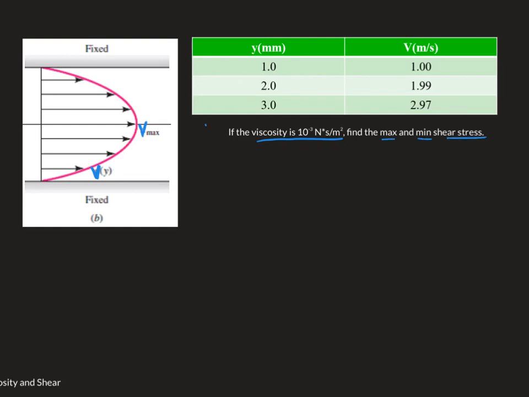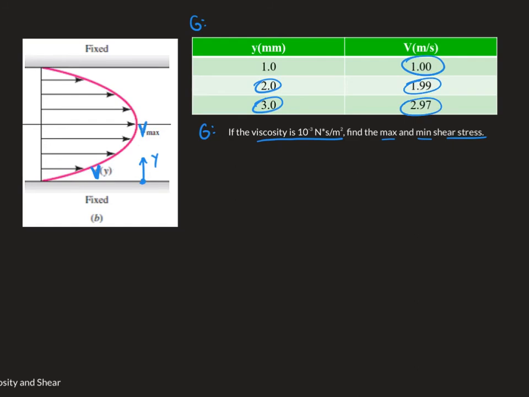Okay, so this is kind of our given right here, but also we're given this table. And what that table says is, oh look, at a distance y in millimeters. So y is being measured from here up. If we're 1 millimeter above that, here's the velocity. If we're 2 millimeters above that, here's the velocity. If we're 3 millimeters above that, here's the velocity.